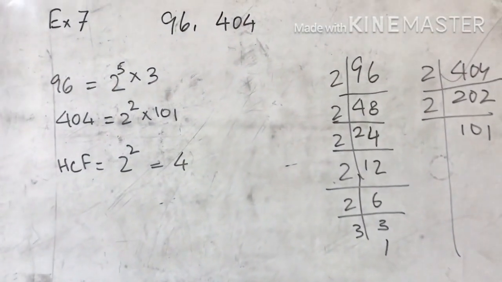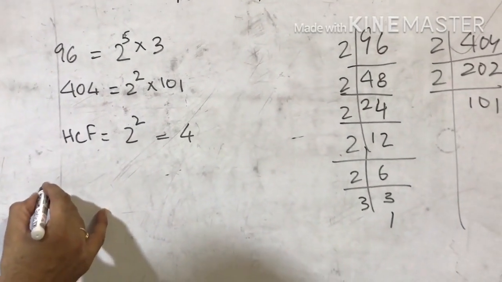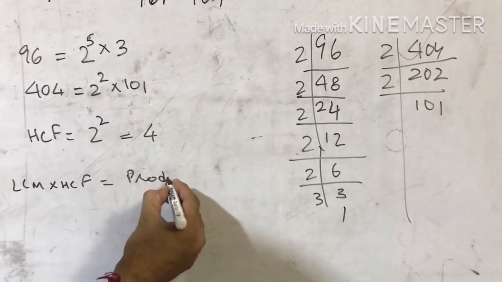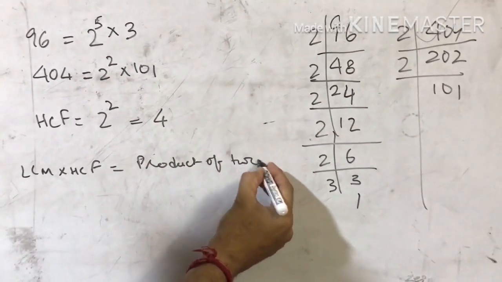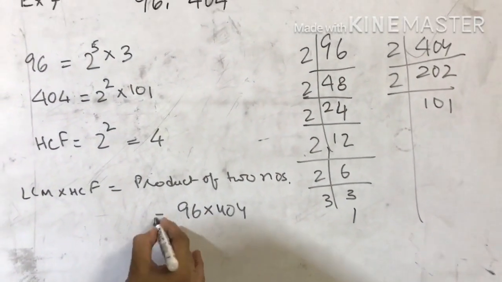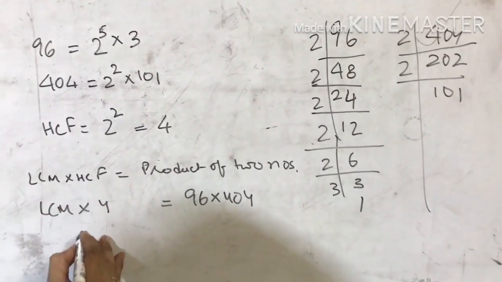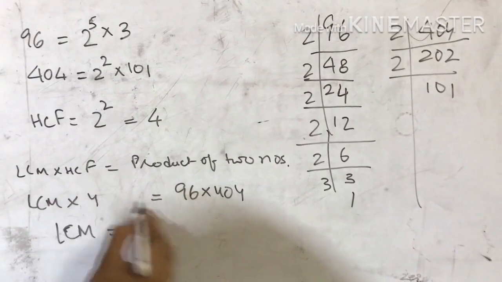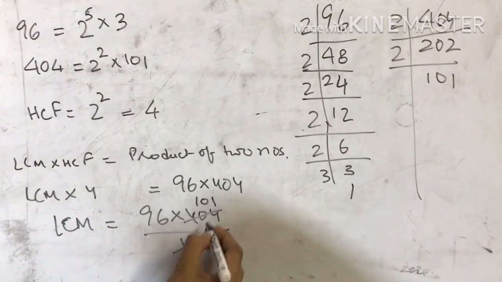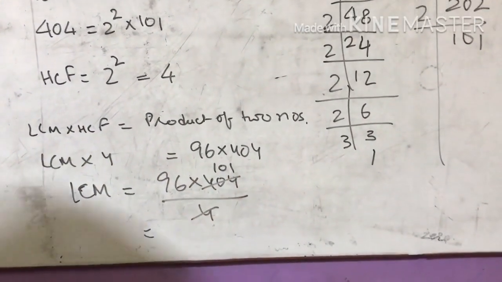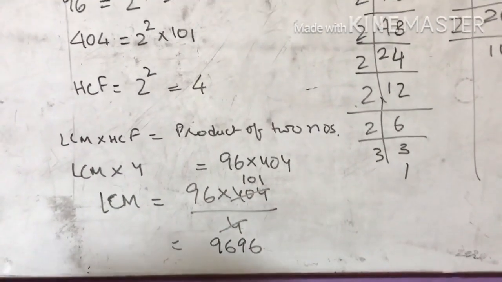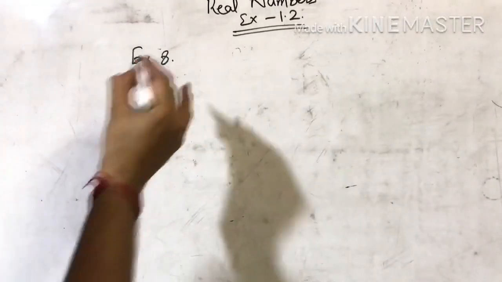Second part of the question is, find the LCM by the formula method. So the formula is LCM into HCF is equal to the product of the numbers. Two numbers are given to you, you have to multiply them. So the numbers are 96 into 404. LCM you have to find out, and HCF is 4. So what will be the LCM? This 4 will go there and divide. You will get the answer. This is your LCM.